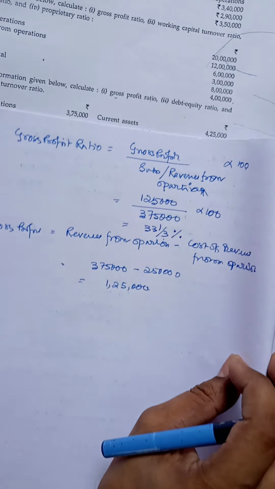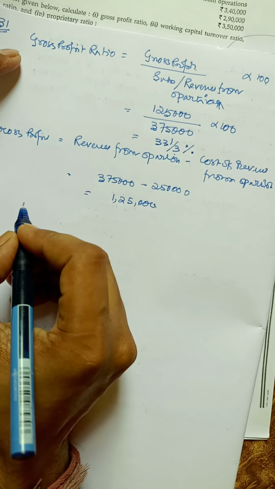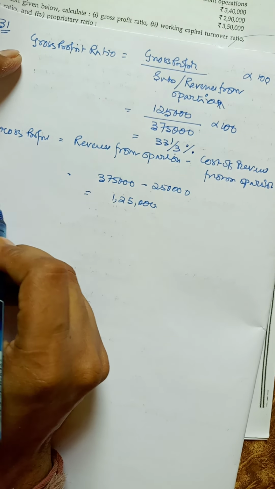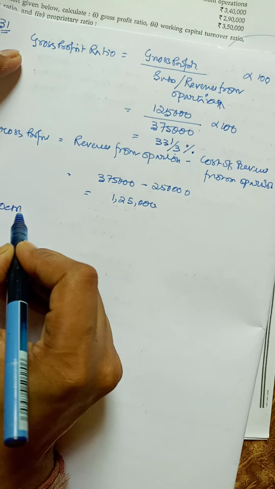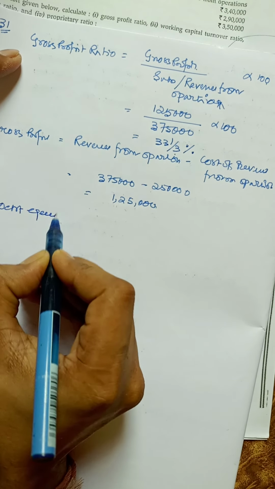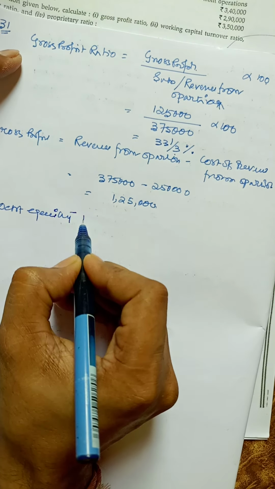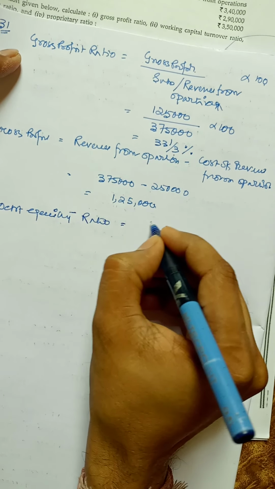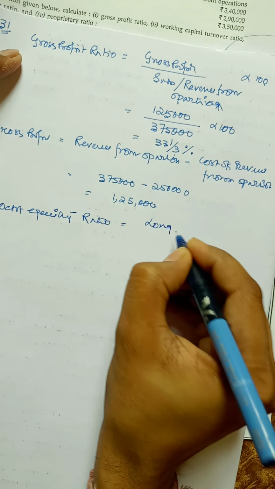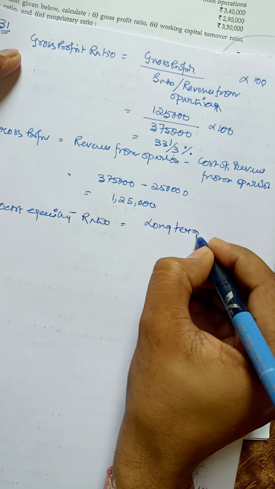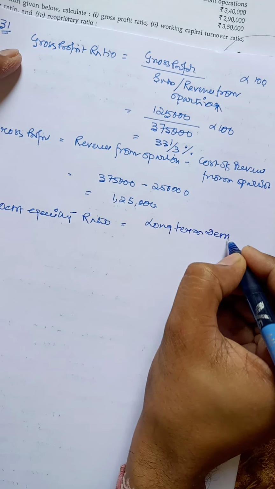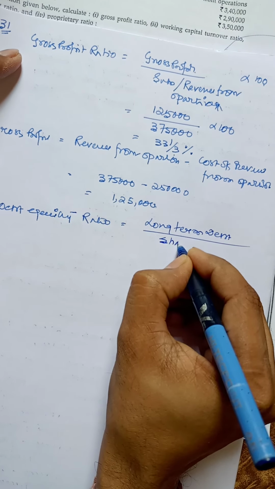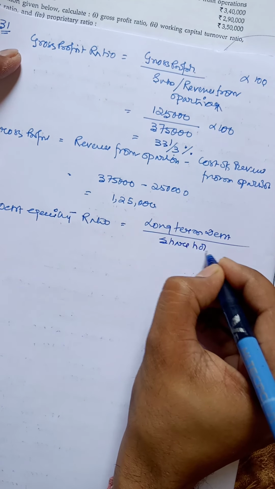Now you have to find out also the debt equity ratio. So what is the formula of debt equity ratio? The debt equity ratio formula will be long term debt divided by shareholders fund.